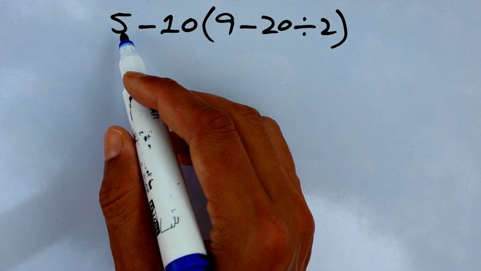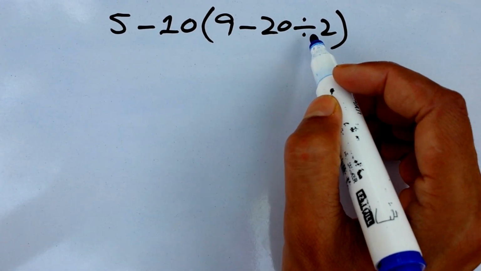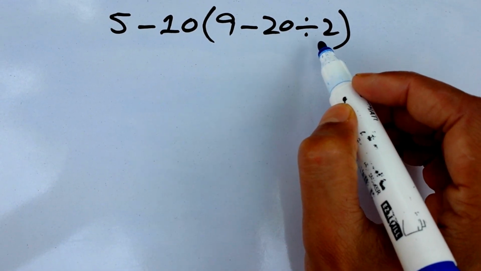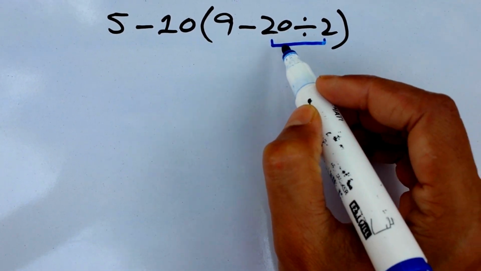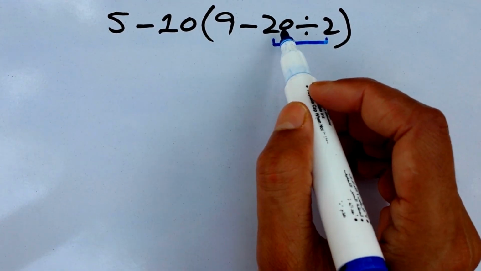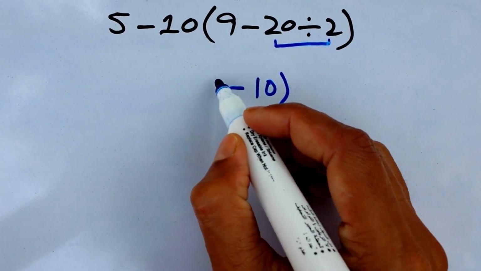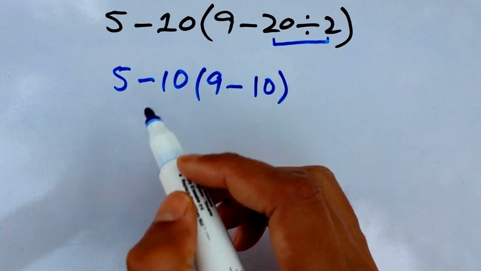So now let's solve this step by step. 5 minus 10 and 9 minus 20 divided by 2. So inside the parentheses first, right, according to the PEMDAS rule, division must be done before subtraction, and parentheses first, right? So 20 divided by 2 equals 10, right? And minus 9 and 5 minus 10.